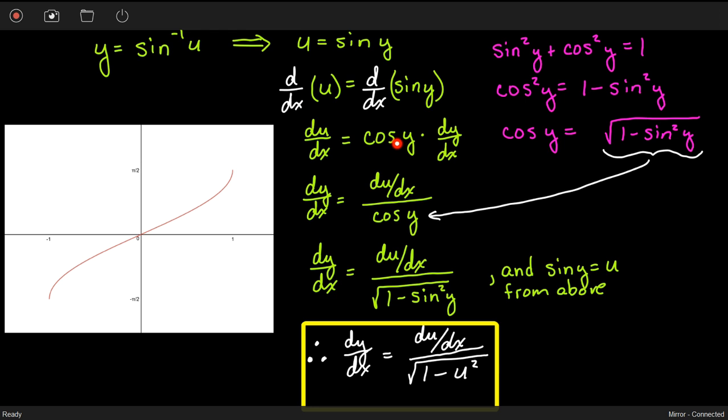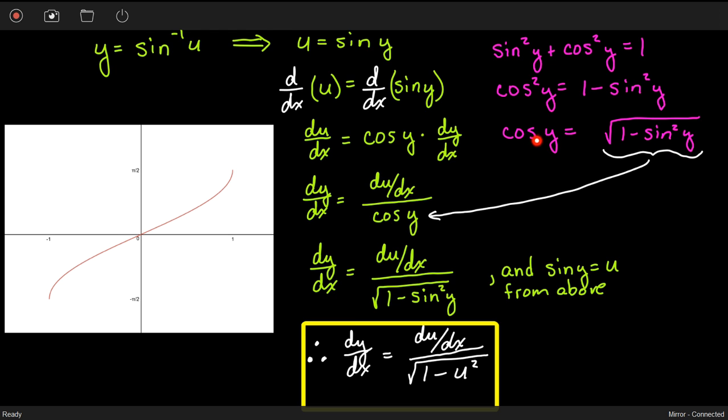We then took cosine of y to the other side of our equation by dividing it. It gives us du dx divided by cosine of y. And we're going to take that same Pythagorean identity from before and apply it a little differently. This time we're going to solve for cosine of y. So we subtracted sine squared to the other side, and then take the square root, which gives us cosine of y is equal to the square root of 1 minus sine squared of y.